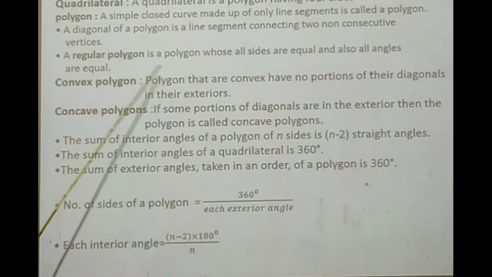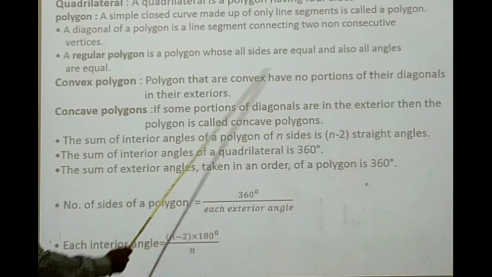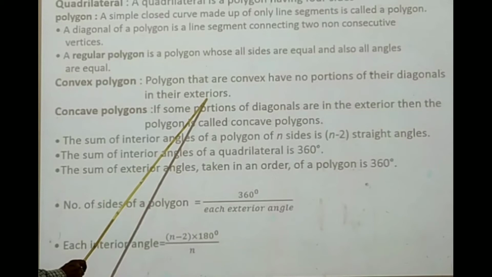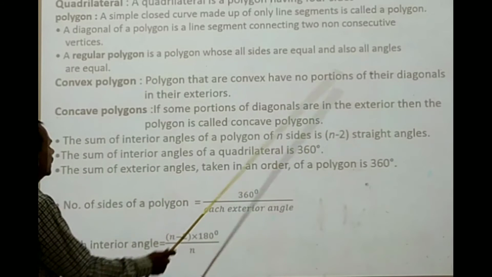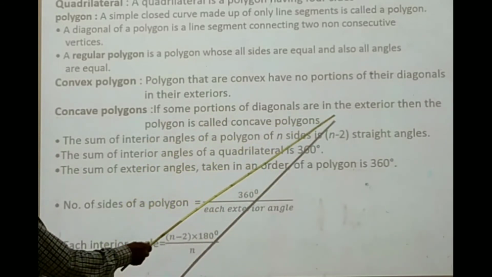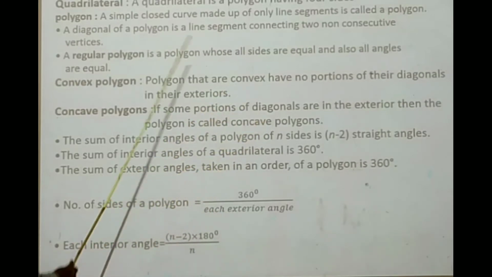Convex polygon. Convex polygons have no portion of their diagonals in their exterior. Means if you draw the diagonals in that polygon, that diagonal's part should be interior, not outside. That is called convex. And concave means some part of the diagonal may be outside, in the exterior. If some portion of the diagonal is in the exterior, then the polygon is called a concave polygon. Remember both these points.